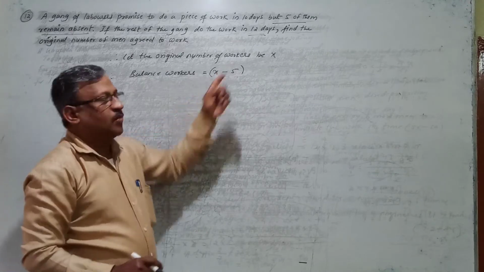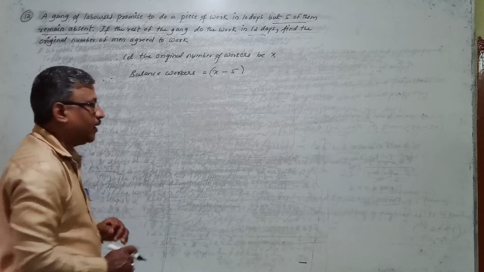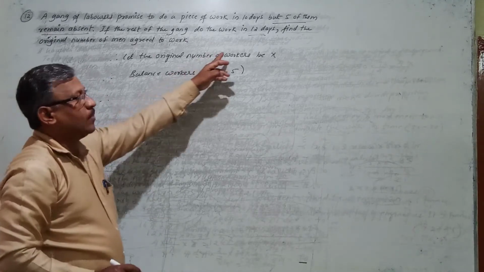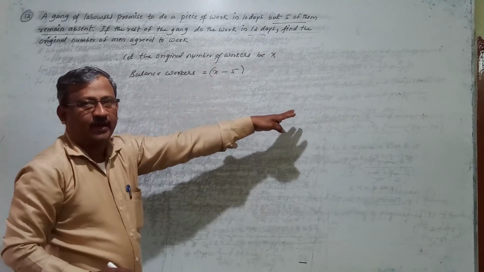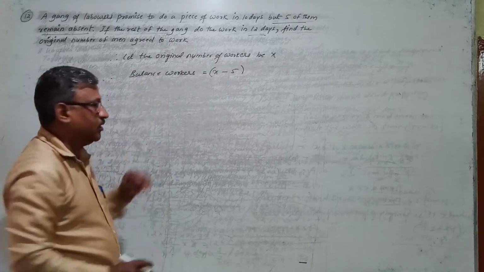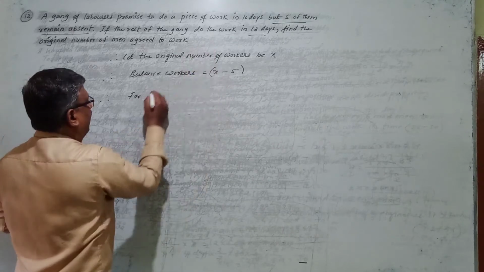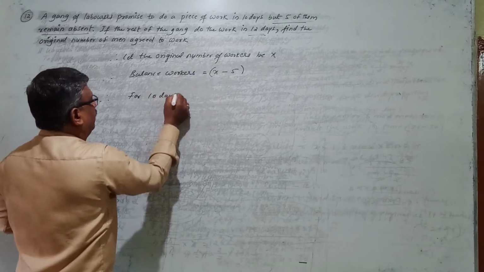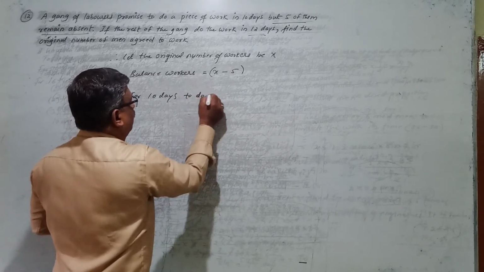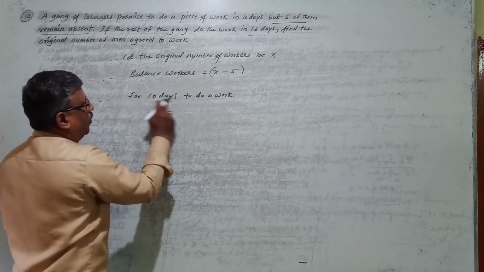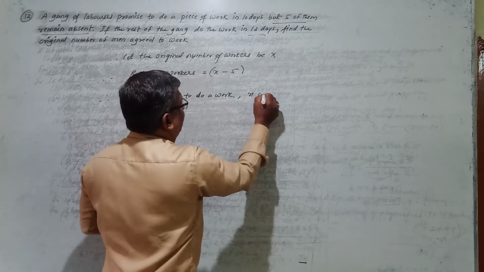So this problem involves only 2 quantities, workers as well as days, right? So it is a simple problem. As it is, you have to put the equation. The number of workers we have to write at the end, and the number of days we have to write at the start. So how do you put the equation? For 10 days to do a work, how many workers are required? X workers.